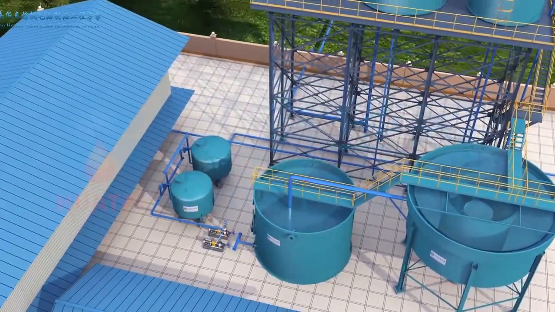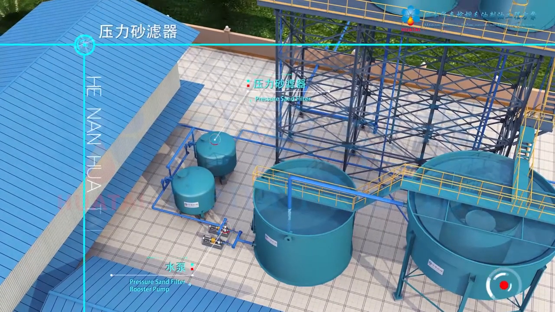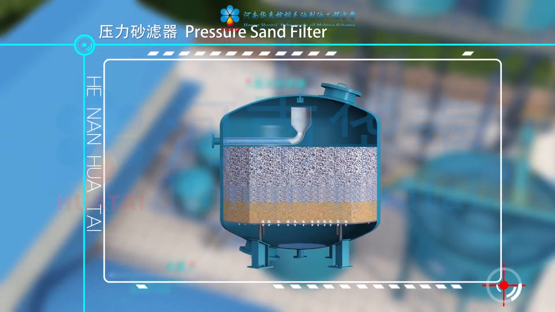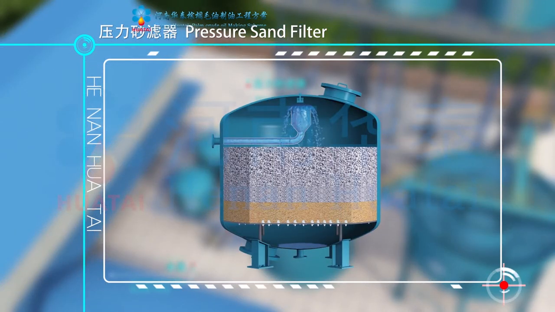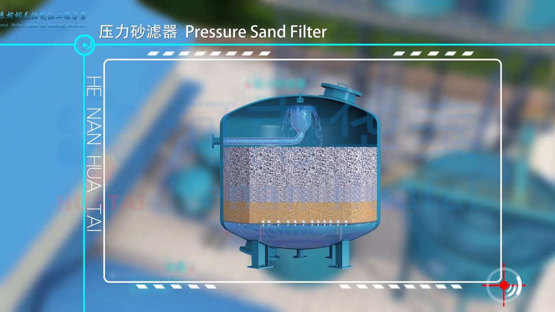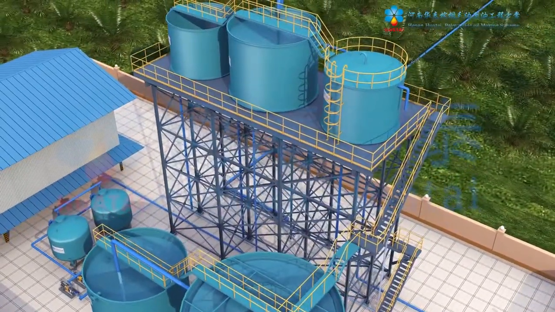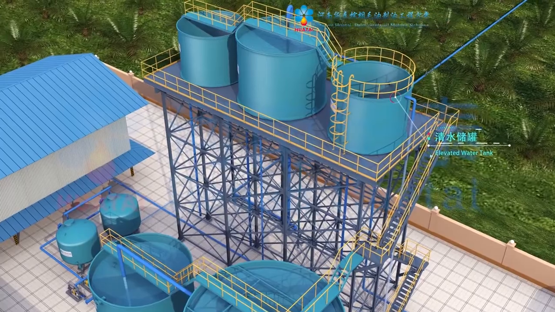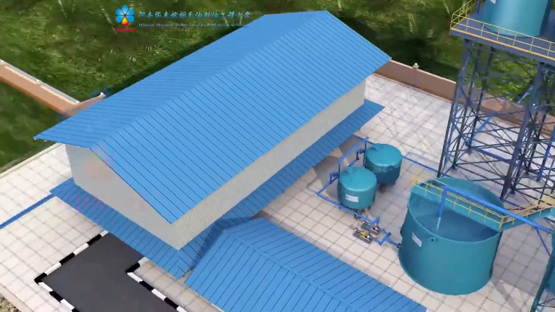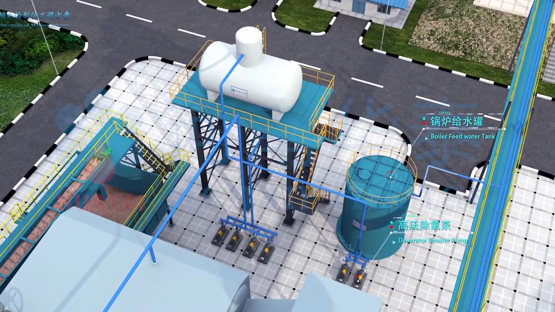Use the pressure sand filter booster pump to convey to the pressure sand filter. Water in the pressure sand filter is filtered by layers of quartz sand with different granularity. Filtered water enters the elevated water tank on a high-level water tower. After being treated by the water softening system, enters the boiler feed water tank.